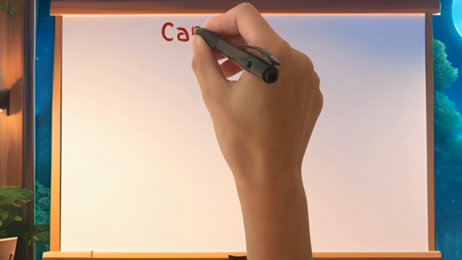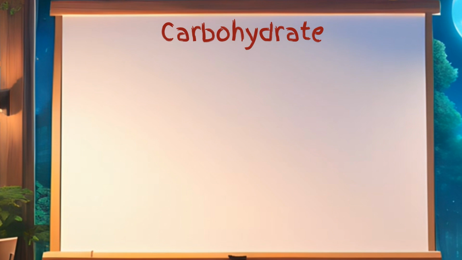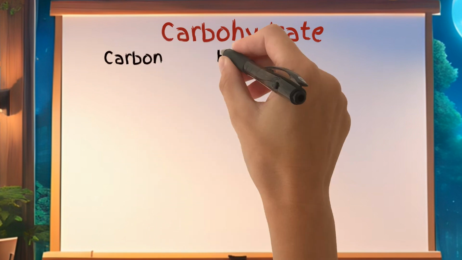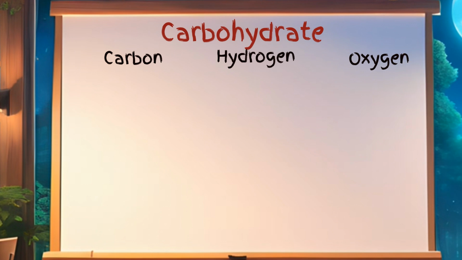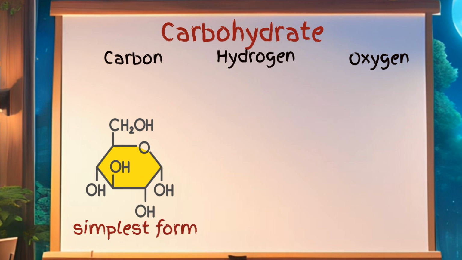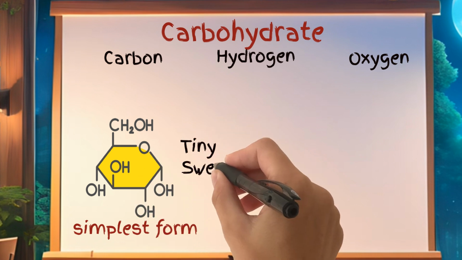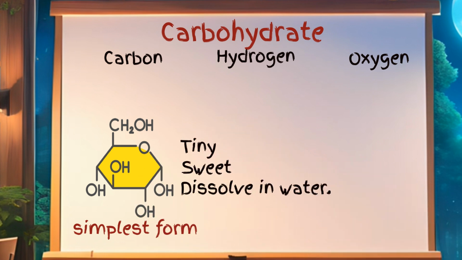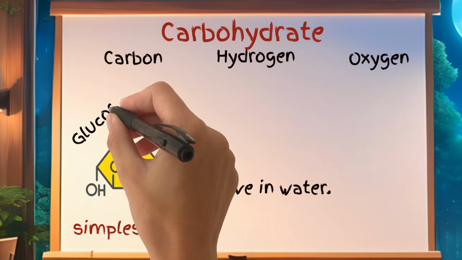And the very first molecule we're going to meet is carbohydrate. Let's say this simply. Carbohydrates are molecules made from 3 elements: carbon, hydrogen, and oxygen. Just 3, and they're always the same. Now, in the simplest form, you've got sugars. These guys are tiny, sweet, and they dissolve in water. The superstar here is glucose.